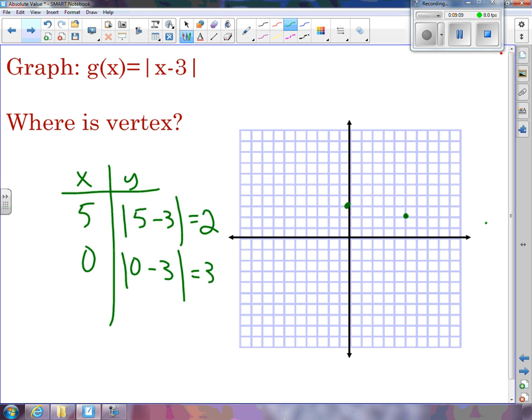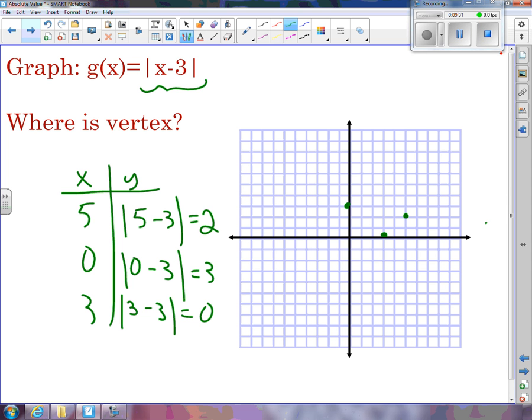So now let's always try to plug in the point that makes the inside of your absolute value 0. So we have to think, what would make the inside of that 0? And that answer is 3. So if I plug in 3 into this, I get the absolute value of 3 minus 3, which is 0. So I have the point (3, 0).